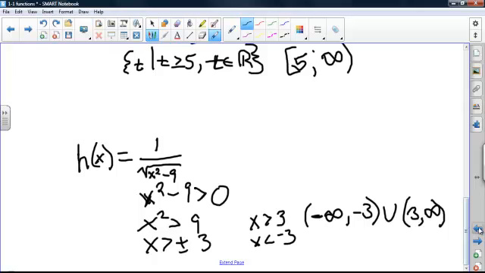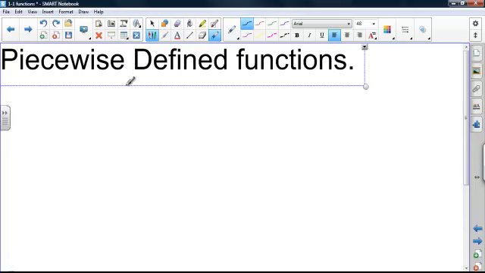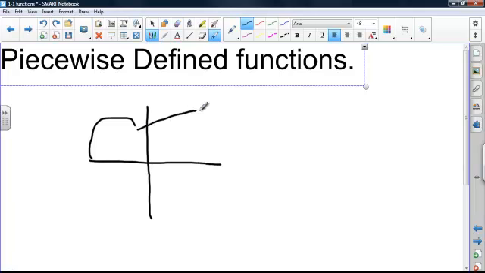The last topic we're going to talk about today is something called piecewise defined functions. These give people such a hard time. Piecewise defined functions are pieces of functions. For example, if I have a graph, I could put in several different functions across the spectrum of the domain. For example, I could have this function, and then followed up with this function.